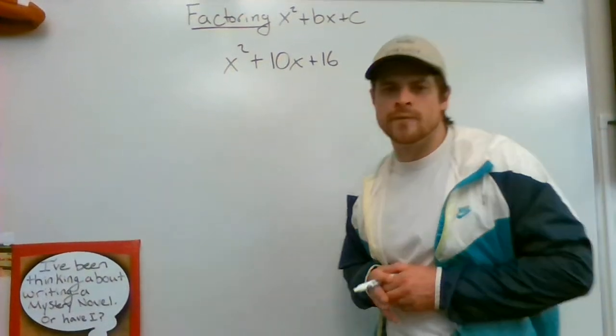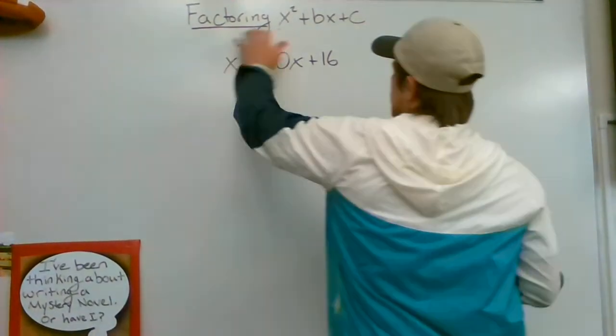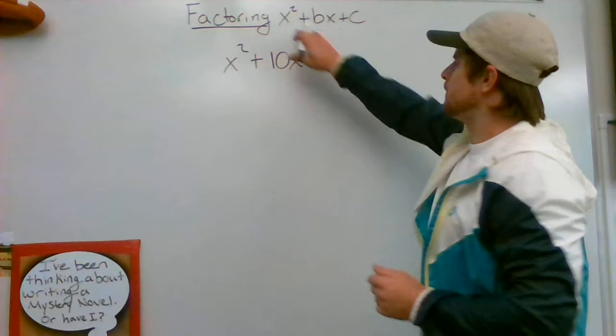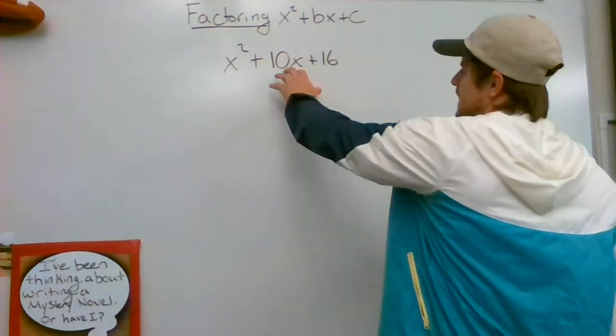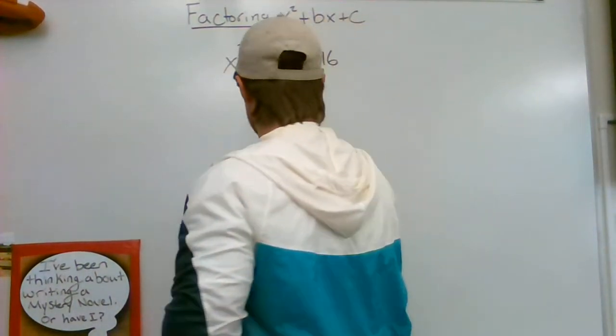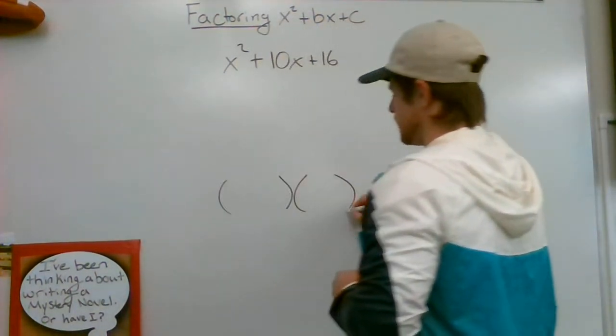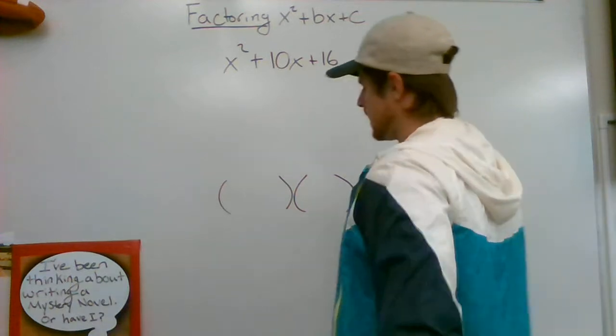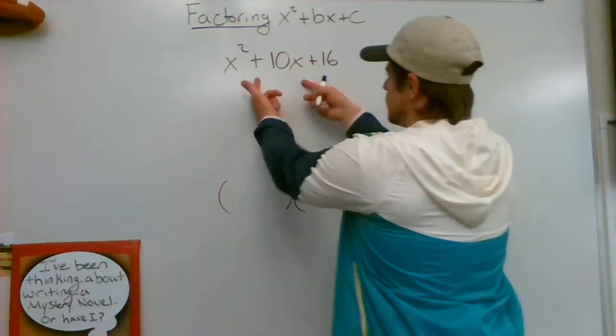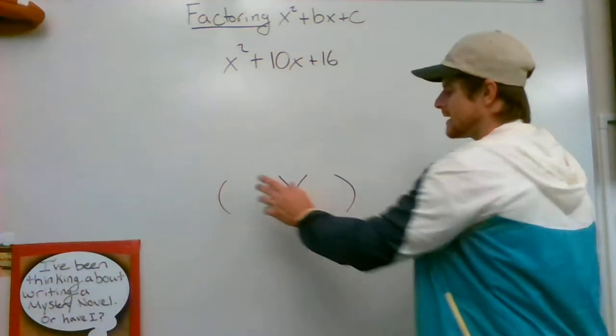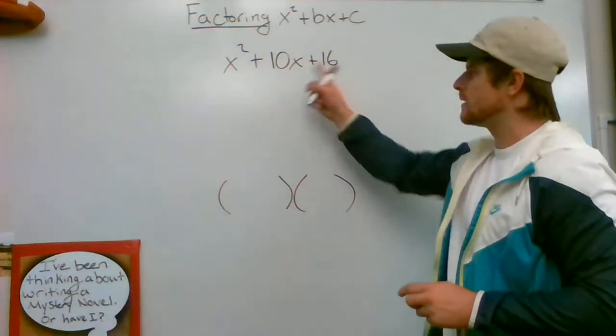Let's learn to factor. Okay, factoring out x squared plus bx plus c. Very common trinomial that you're going to be asked to factor out. Your end result is going to end up being two binomials being multiplied by each other. The product of two binomials is going to end up looking like this, and we've got to find out exactly what two binomials that would be for this scenario.